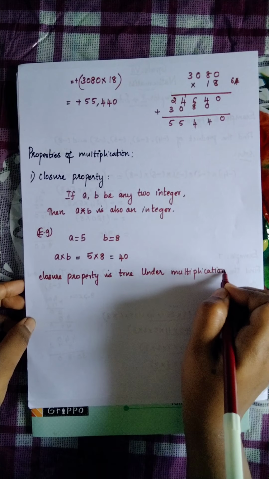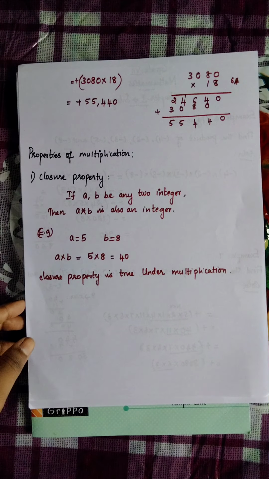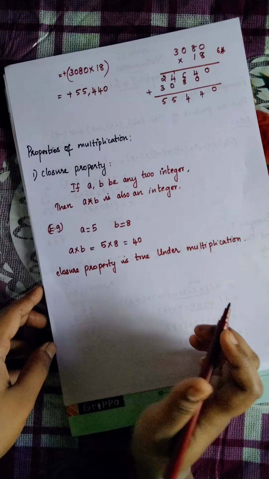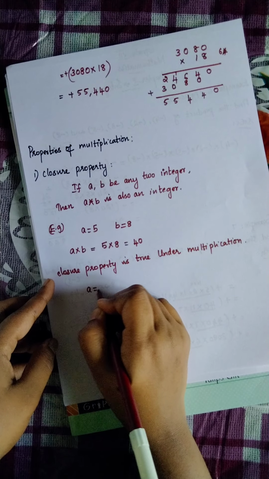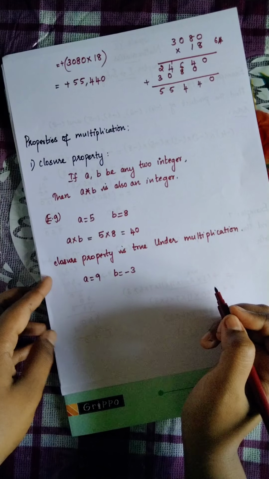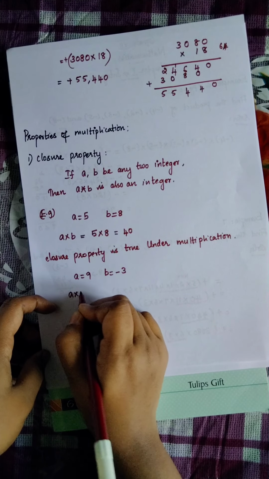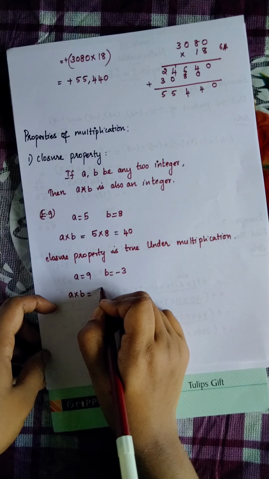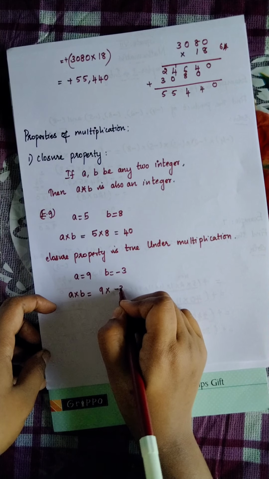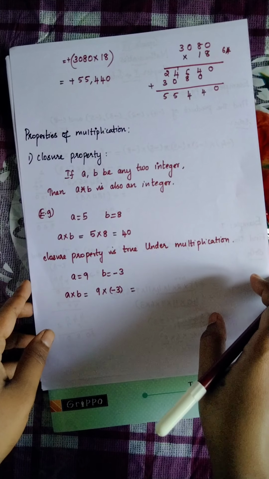Finally you need to write like this: closure property is true under multiplication. Okay, we can see one more example. Value for a is 9, value for b is minus 3. Next we are going to multiply both the numbers, that is a into b, that is 9 into minus 3. What is the answer?